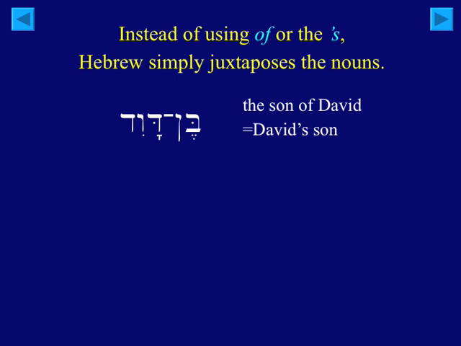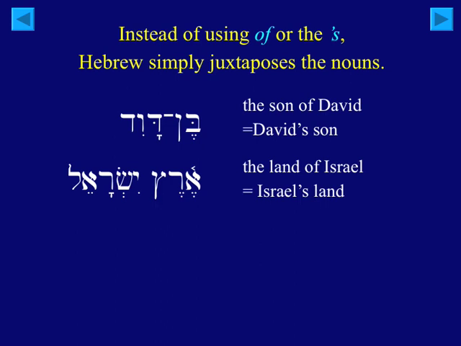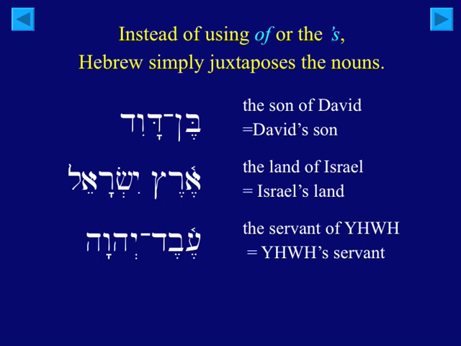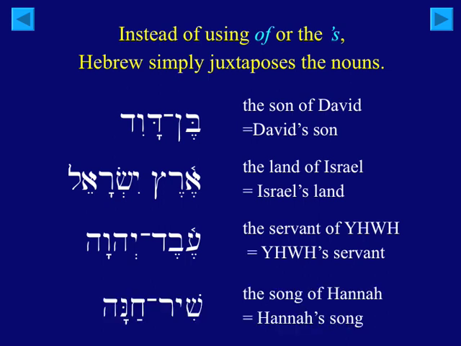Hebrew accomplishes this by simply juxtaposing the nouns. Ben David, David's son, or the son of David. Eretz Yisrael, the land of Israel. Eved Adonai, the servant of Yahweh, or Yahweh's servant. Shir Hannah, Hannah's song, or the song of Hannah. We just put the nouns together, often with the maqqef, which you see here, acting as a kind of hyphen, but not necessarily. See, Eretz Yisrael.